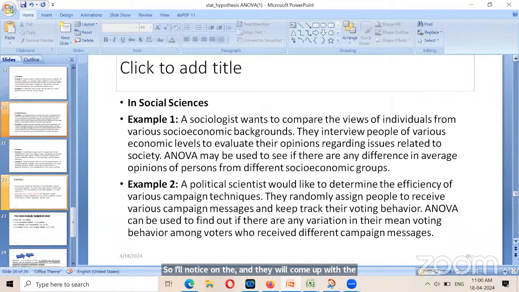So in social science, as you can see, a sociologist wants to compare the views of individuals from various socioeconomic backgrounds. Then people will be interviewed. Like I said, a survey will be conducted of people, and from their opinion, the ANOVA test will be fired on this data set. Okay.